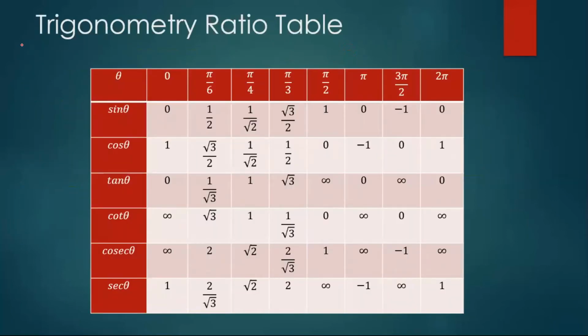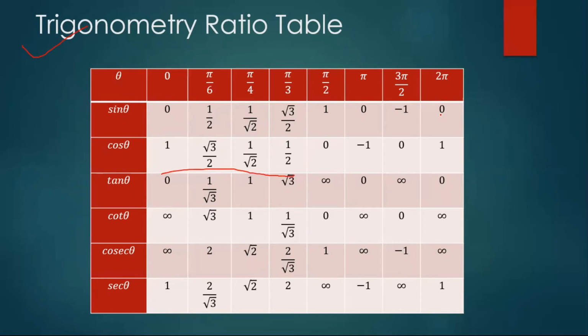Okay, now this is the trigonometric ratio table. That is the values for each angle. Sine: 0, half, 1 by root 2, root 3 by 2, 1, 0, negative 1, 0. I hope you all remember this. The reason is this was all taken in class 11. Got it? And for cos, from here, if we take it reverse, see: 1, root 3 by 2, 1 by root 2, half, 0. Just make a note.